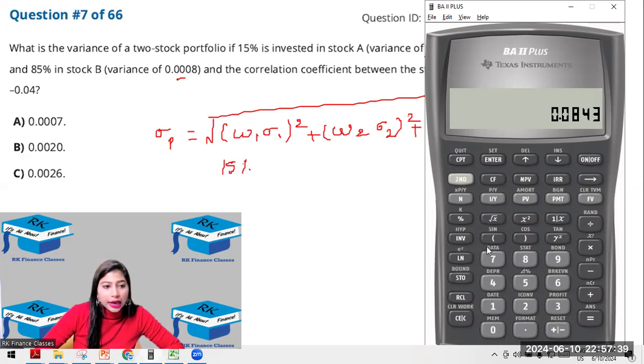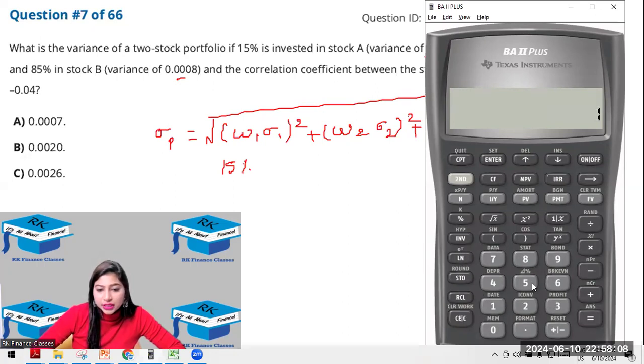ठीक है. And the variance of stock B is 0.0008. Take a square root of this thing and store in memory number 8. So I have standard deviation of stock 1 and 2 are in memory number 7 and 8. जहां पे स्टोर कर रहे हो याद रखो कहां पे किया है. I'm storing in memory number 7 and 8 so that I can use these keys जैसे हम हमेशा करते हैं. So let's do the calculations.